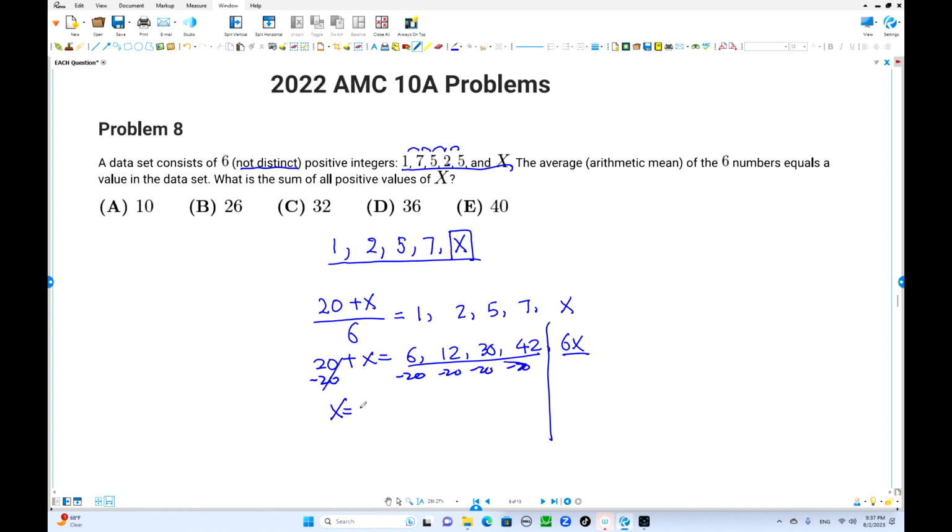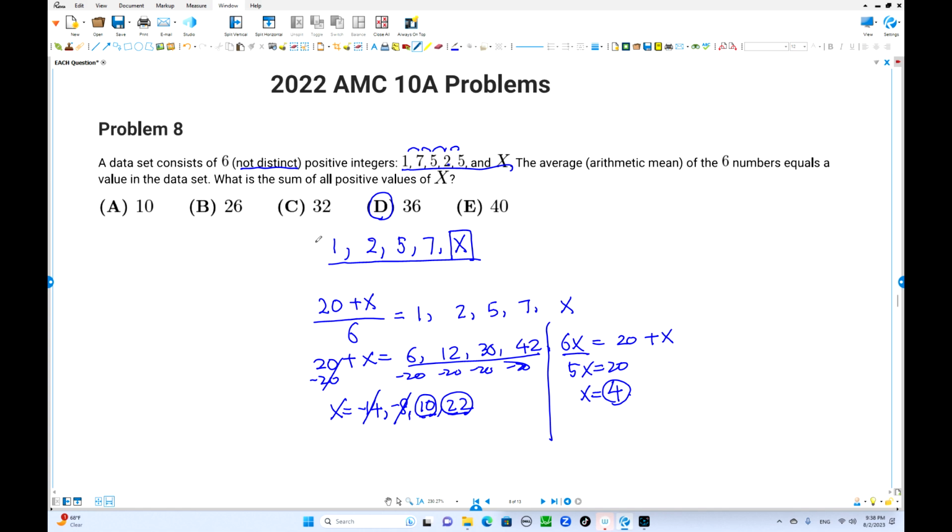So x equals negative 14, negative 8, positive 10, and what is this? 22, right? But x is a positive number, it can't be a negative number. So we have two values of x, 10 or 22. The next one: 20 plus x should equal 6x. That is 5x equals 20, so we can find one more value of x. x is 4, right? So these are our possible values of x. The sum is 10 plus 22, 32, plus 4, which is 36. That is the answer.